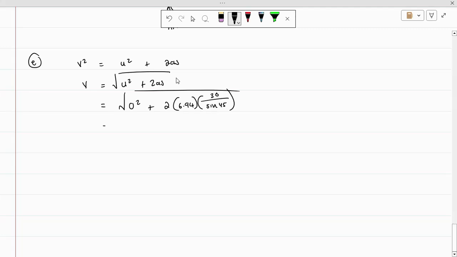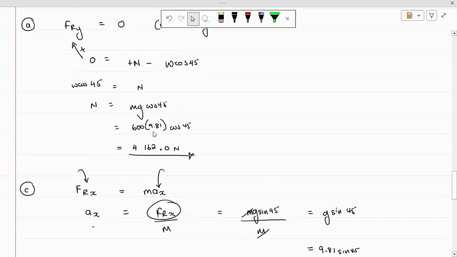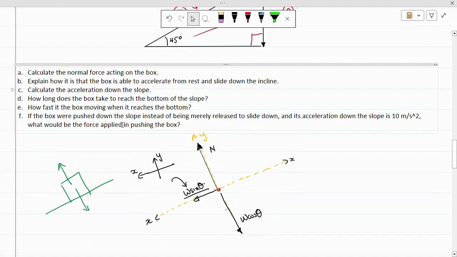That gives you a final velocity of 24.3 meters per second. All right, cool. Hopefully it's making sense. I know we've done a lot of questions on this stuff, kinematics, dynamics, but hopefully the repetition is working. Right, final part of this video.